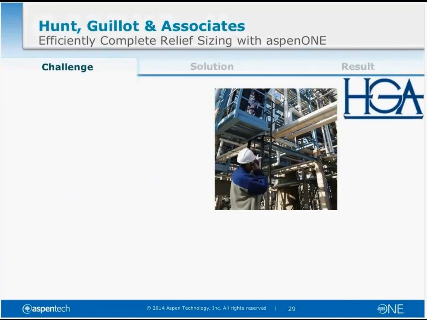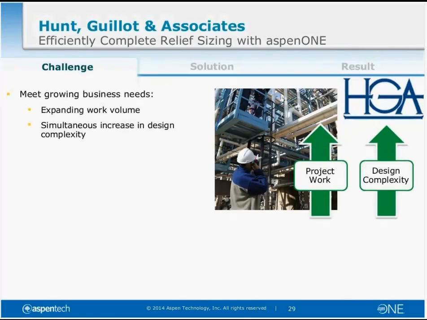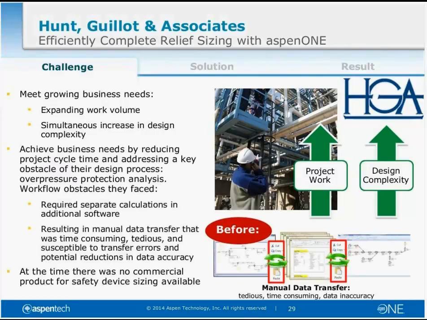So this success story is with HGA. HGA is a mid-sized engineering and construction company out of Louisiana. So HGA, like many of you who are E&C companies, was experiencing an expanding work volume at the same time with the design complexity of their projects also increasing. So HGA looked to achieve their growing business demands through reduction in their project cycle times.